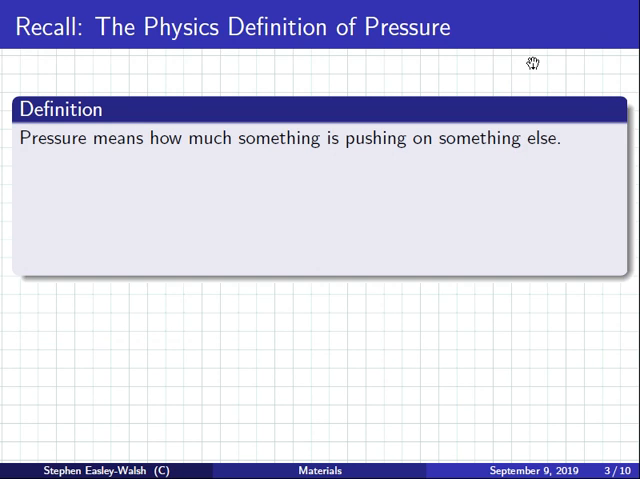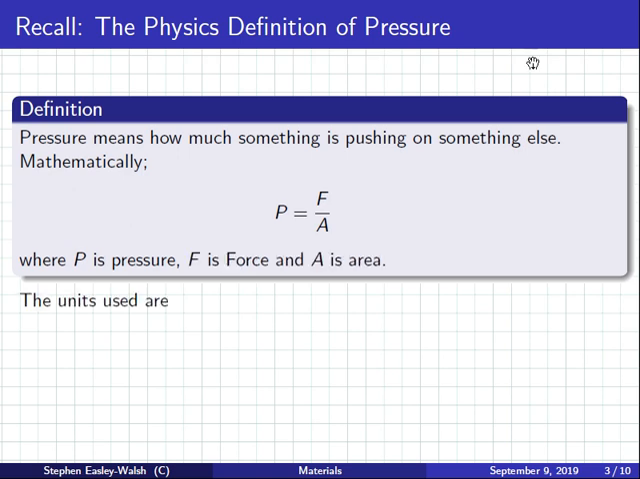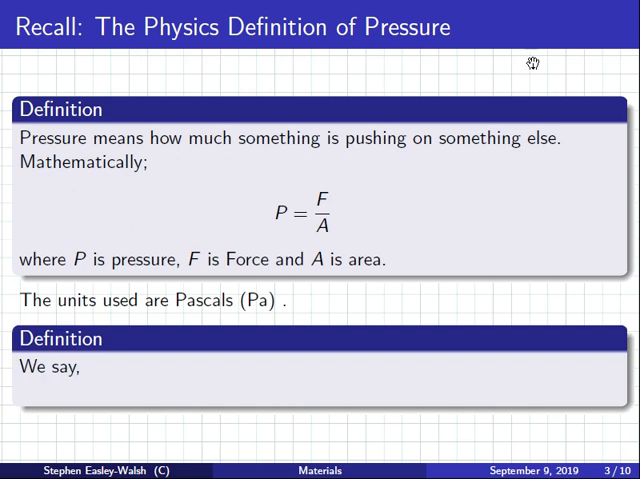So, don't write this down, just recall from memory. Pressure means how much something is pushing on something else. And the formula is what? For pressure? What is it? Say again? Yep. And the units? Newtons per meter squared, also called a Pascal. Okay, good. And the units are pascals.